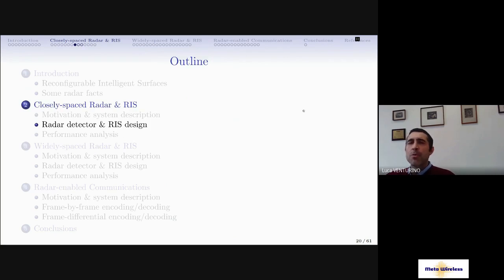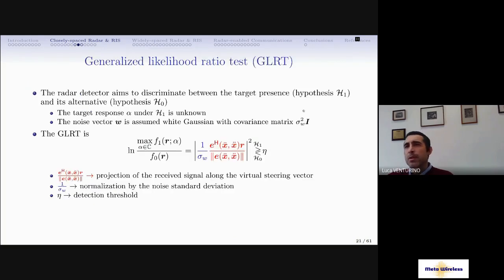So we now move to the problem of designing the radar detector and the problem of optimizing the RIS to improve the radar performance. As I mentioned before, the radar detector aims to discriminate between the target presence, which is for us the hypothesis H1, and its alternative, which is for us the hypothesis H0. So we resort here to a generalized likelihood ratio test. What is a generalized likelihood ratio test?